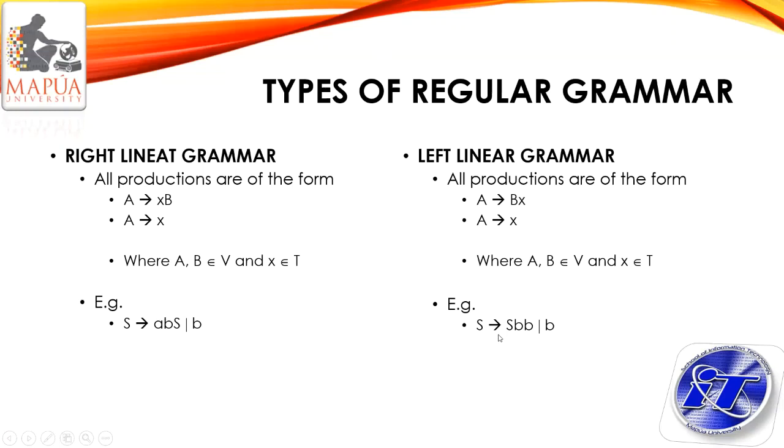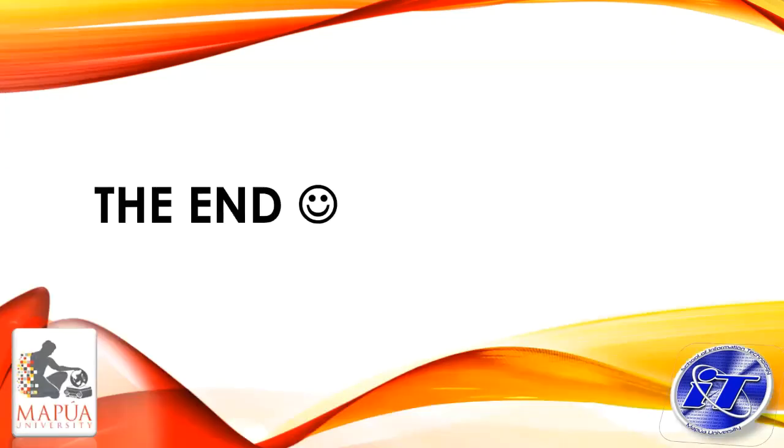Example, S, then capital S, small b, pipe, small b. Again, pipe means we can substitute capital S with either of these two strings. Going back to left linear grammar, capital S is on the left side of small b. The non-terminal is on the left side of the terminal symbol. So that's left linear. That's the end of our video lecture.